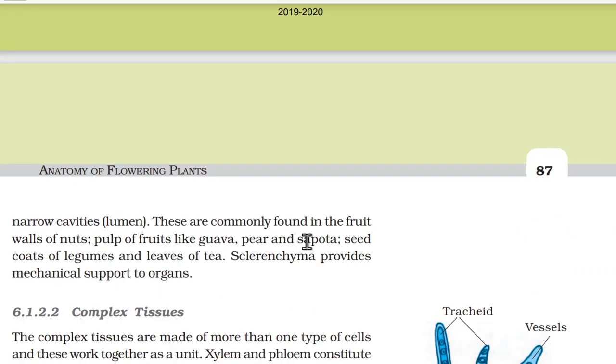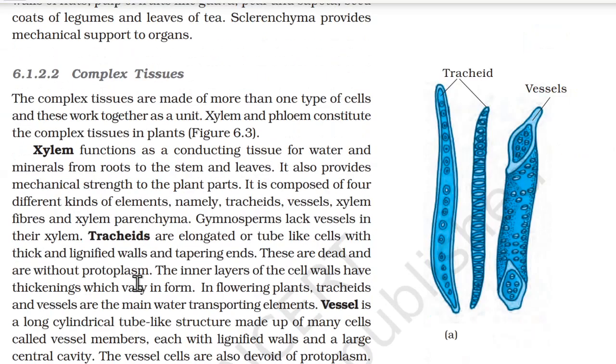These are commonly found in the fruit wall of nuts, pulp of fruits like guava, pear and sapota, seed coats of legumes, and leaves of tea. Sclerenchyma provides mechanical support to organs.